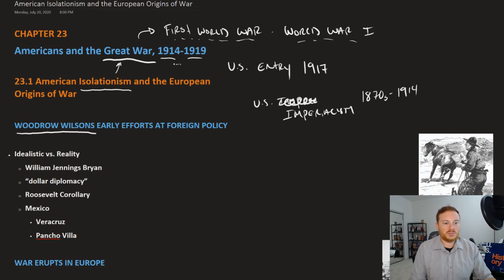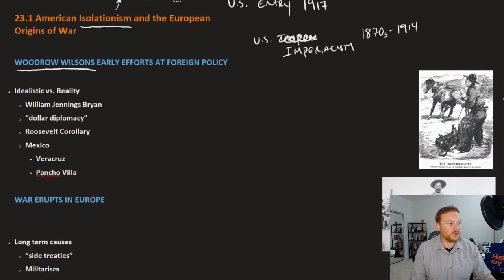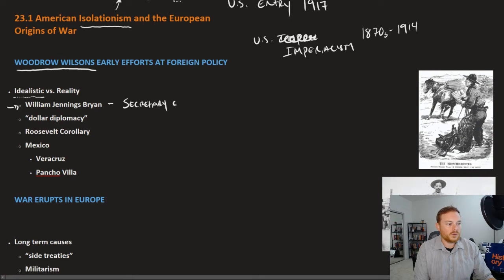Wilson, when he comes to power following William Howard Taft, wants to promote a much more idealistic version of U.S. foreign policy. One good example is how he appoints William Jennings Bryan to be the Secretary of State. That is the position who deals with foreign policy with other nations. And he was an anti-imperialist.